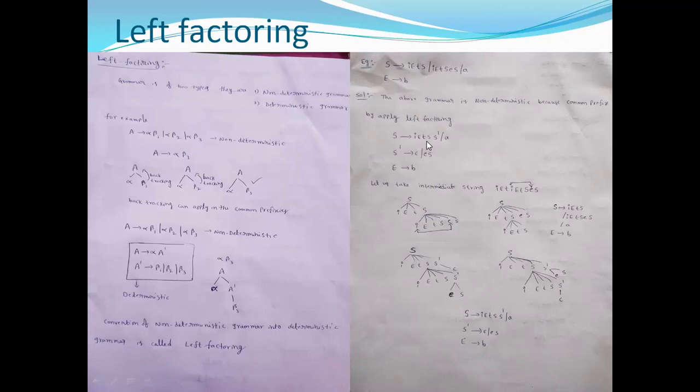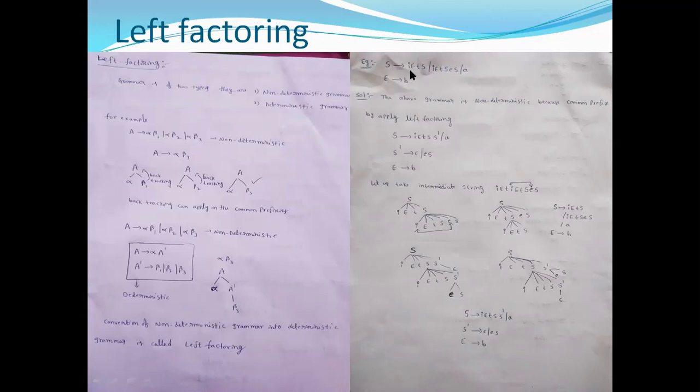So S' is used here. S' means epsilon here, and A is not common, so we are not performing anything on A. We can directly use S producing A S' or, and S' is a production with epsilon.